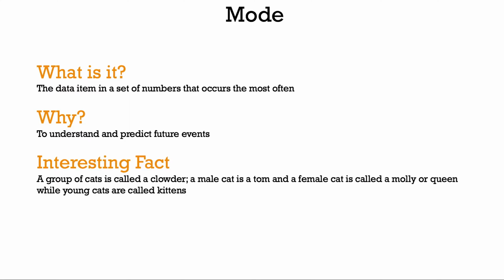Interesting fact, a group of cats is called a clowder, a male cat is a tom, a female cat is called a molly or queen, while young cats are called kittens.